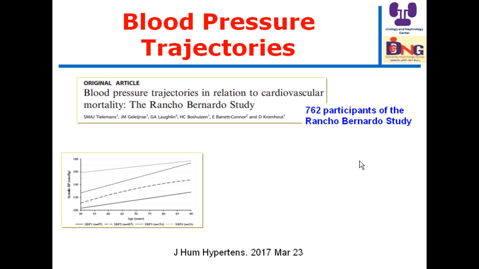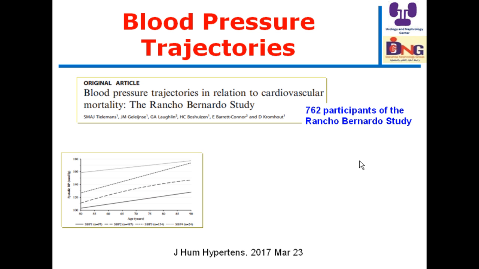Mean baseline age was 65 years, and 67% were women. Four trajectories were identified in which mean systolic pressure increased by 5 to 12 millimeters of mercury during 10 years. The highest trajectories were associated with 2 to 3 times greater cardiovascular mortality and 1.5 times greater all-cause mortality risk compared with the lowest trajectory.